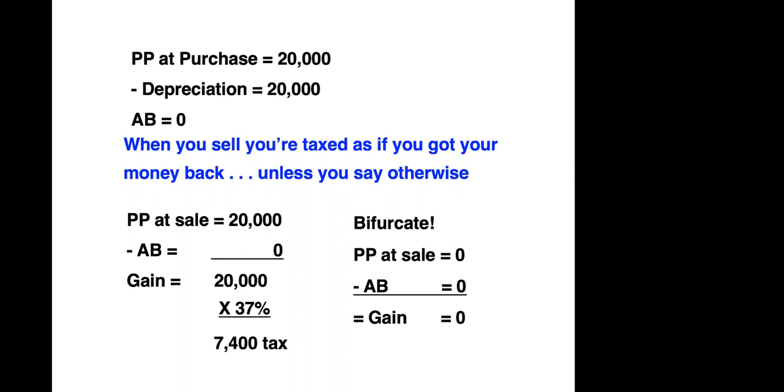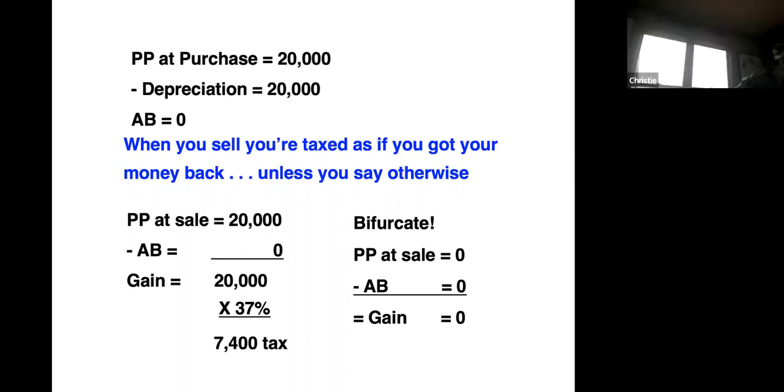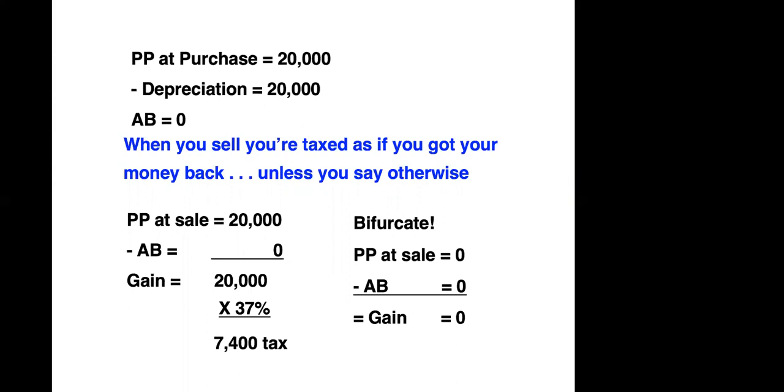Well, I don't have a gain. So the depreciation on the personal property would not be recaptured. I would move that. Now that $20,000 gain has to go somewhere. Where do I want it? I want to move it onto the land. Because how is the land taxed? 0, 15, or 20. So I want to move my gains onto the land. I want to sell the land for as much as possible.